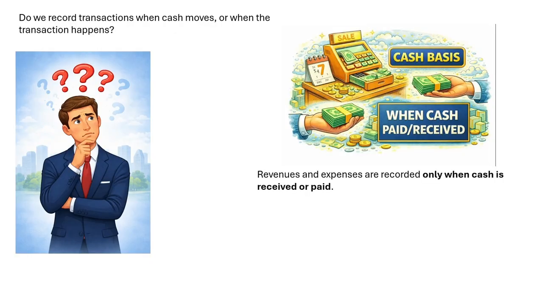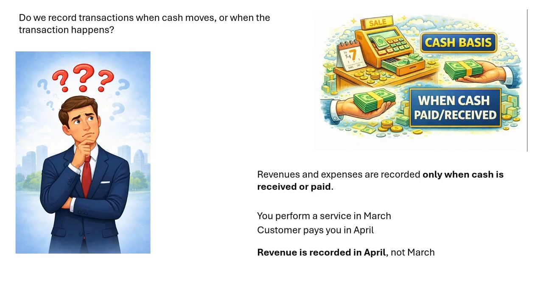Under the cash basis, revenue and expenses are recorded only when cash is received or paid. It doesn't matter when the service is performed or when the expense is incurred. Only when cash moves. As in this example, you perform a service in March, the customer pays you in April, so revenue is recorded in April only, not in March. And why is that? Because that's when the cash is received.